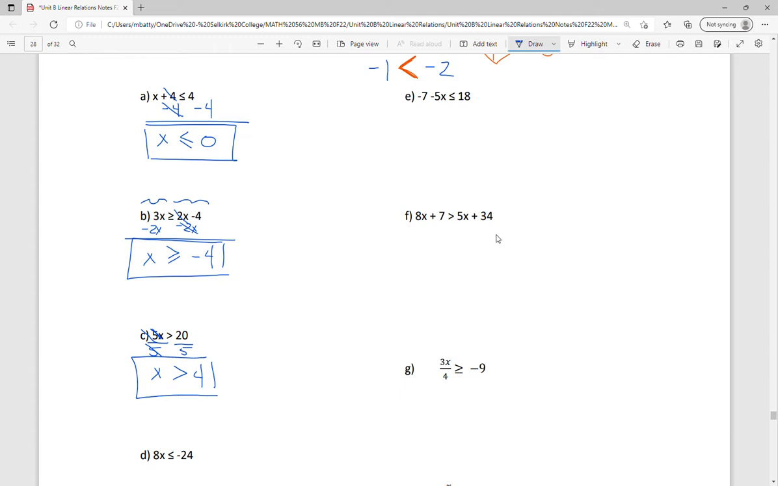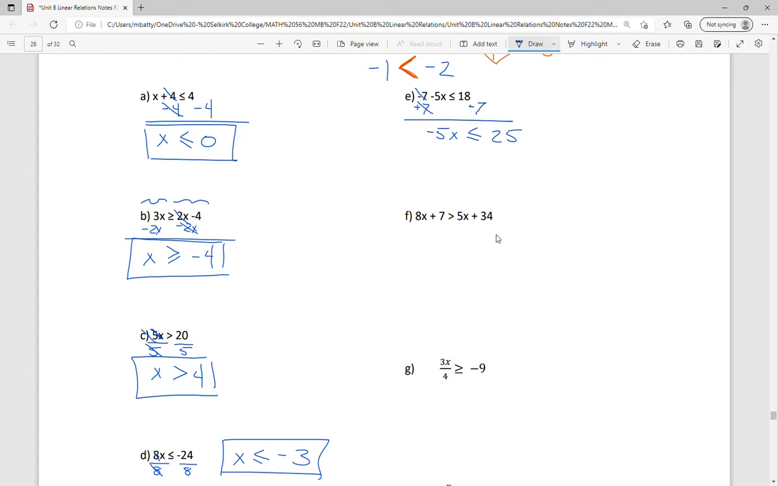The next one here, if I were to solve this, I would solve for x, and I get x is less than or equal to -3. Keep going. I want numbers on one side and coefficients on the other. So I had -5x is less than or equal to 25.